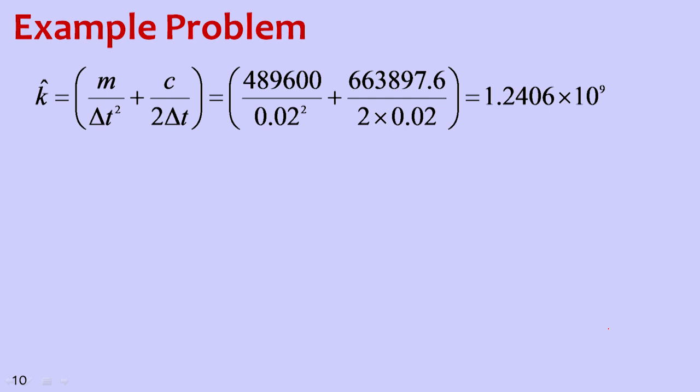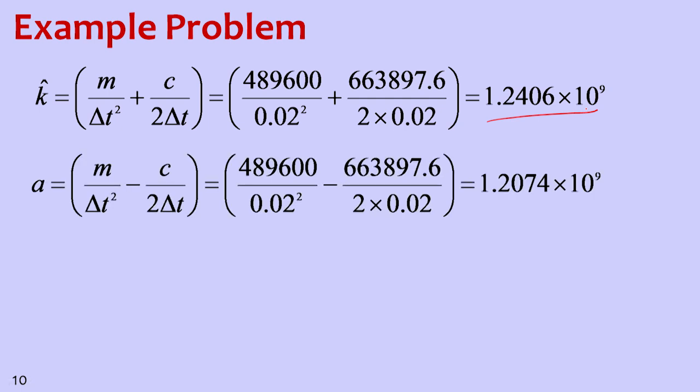So K cap, which is a constant, is calculated as m by delta t square plus c by 2 delta t. So m we have calculated as 489600 by 0.02 square plus 663897.6 by 2 into 0.02, which is coming around 1.24 into 10 to the power of 9.